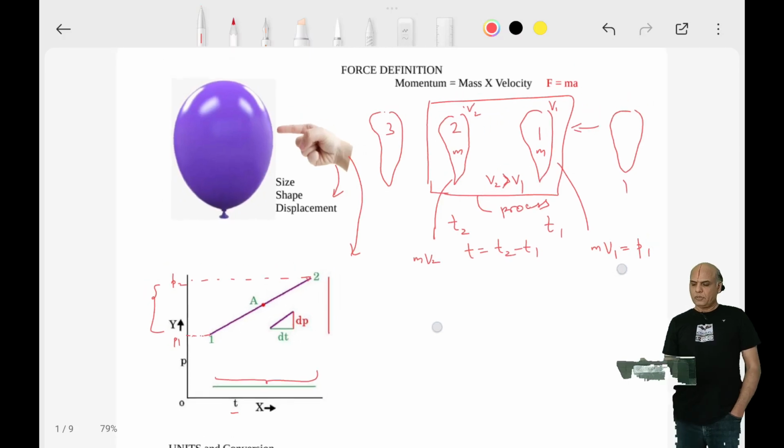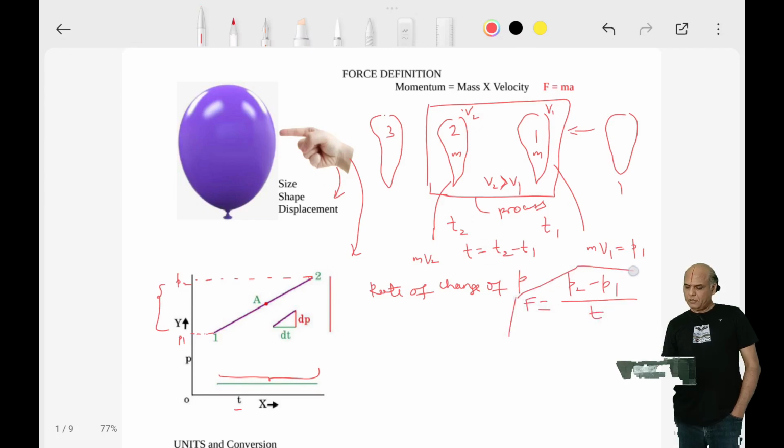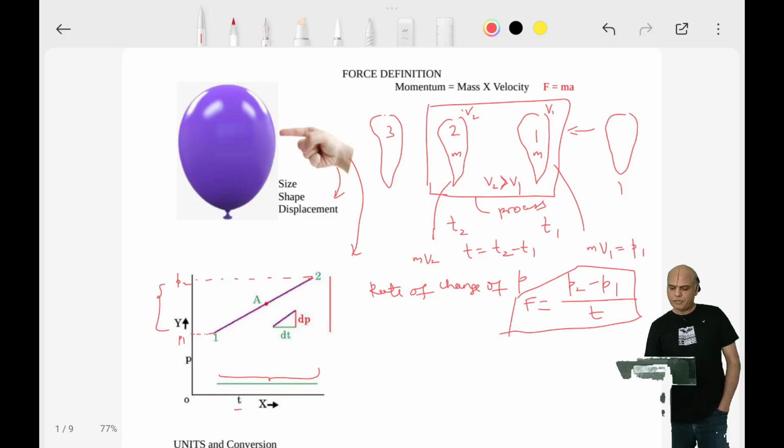Okay. So now how do you define force? Force is defined as the rate of change of momentum. That means this is the change in momentum, and the rate of change of momentum is the change in momentum divided by t. So mathematically, the definition of force, rate of change of momentum, we can write as F is equal to change in momentum by time. So this gives an expression for force.